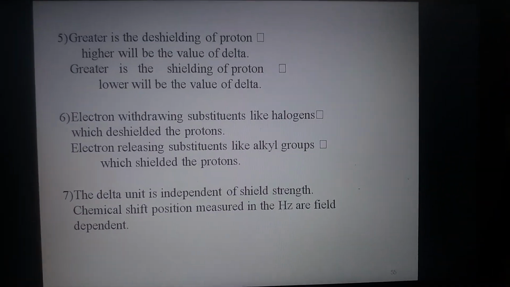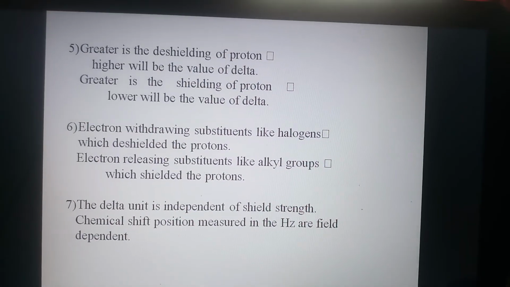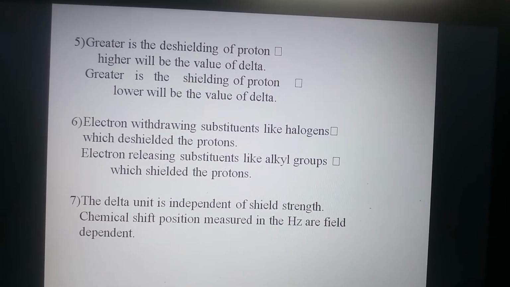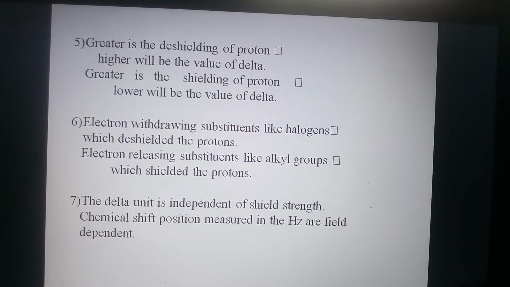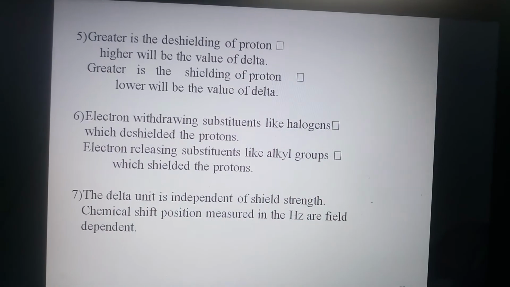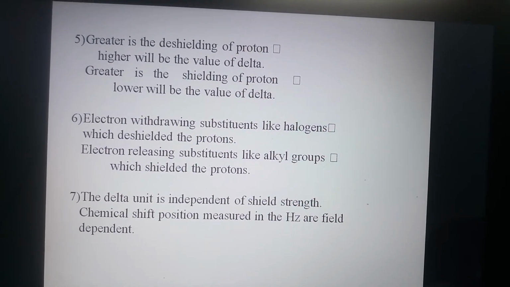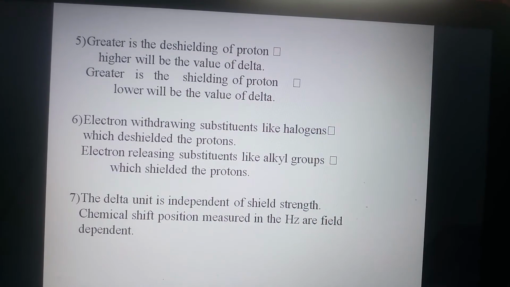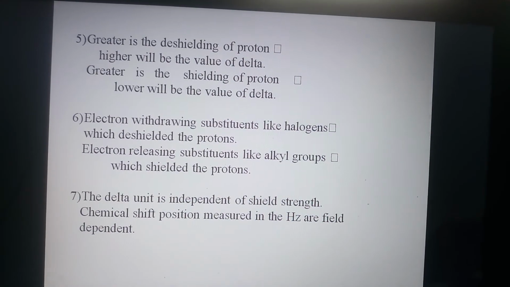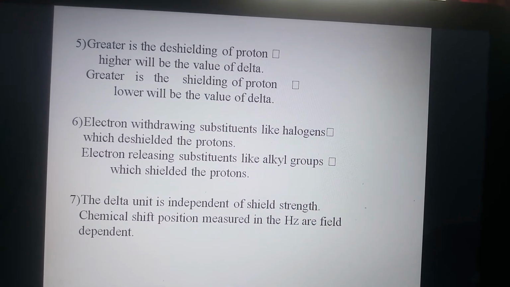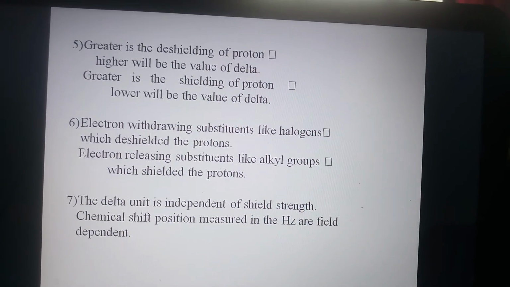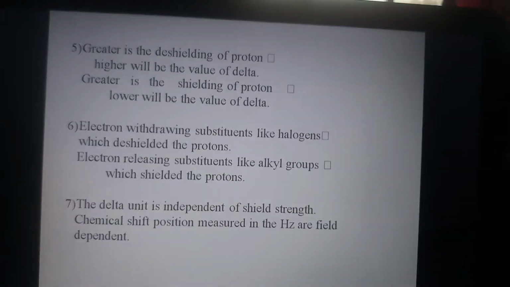The greater the deshielding of a proton, the higher will be the value of delta. The greater the shielding of a proton, the lower will be the value of delta. So if it is deshielded, we will get a higher value of delta. If it is shielded, then we will get a lower value of delta. Electron withdrawing substituents like halogens deshield the protons, and electron releasing substituents like alkyl groups shield the protons. The delta unit is independent of field strength. Chemical shift positions measured in hertz are field dependent.